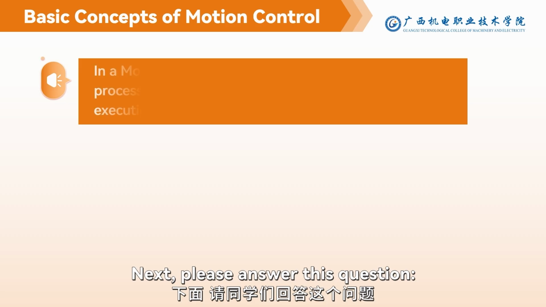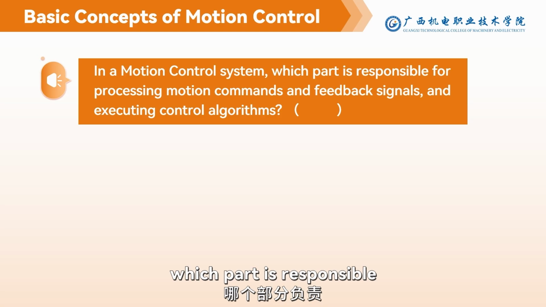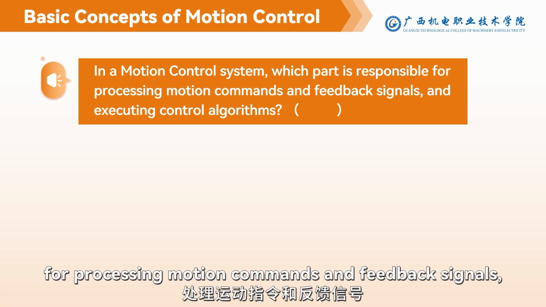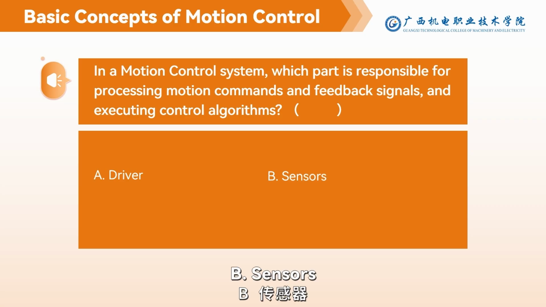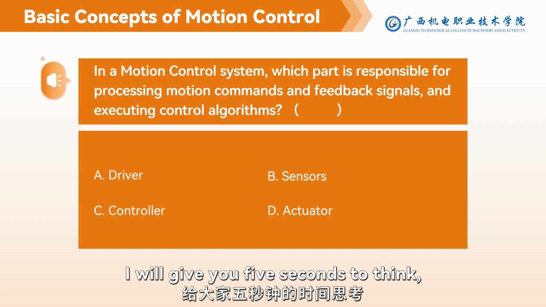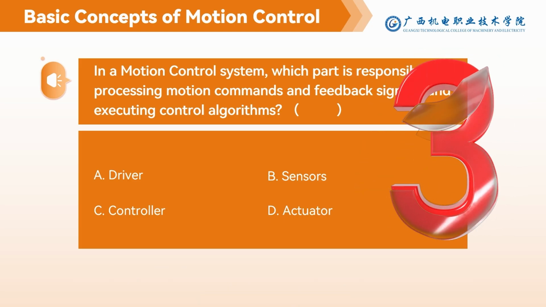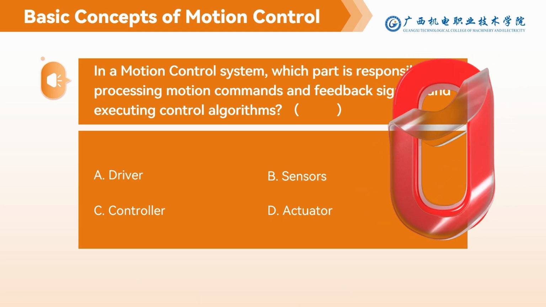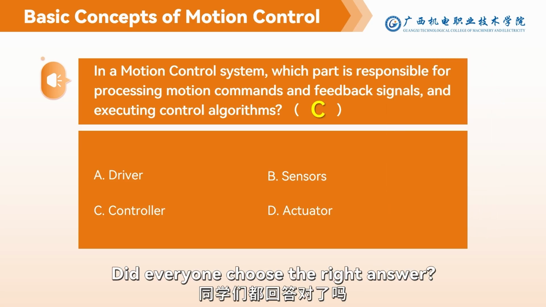Next, please answer this question. In a motion control system, which part is responsible for processing motion commands and feedback signals and executing control algorithms? A. Driver. B. Sensor. C. Controller. D. Actuator. I will give you 5 seconds to think, and will show the answer after 5 seconds. The answer to this question is C. Did everyone choose the right answer?